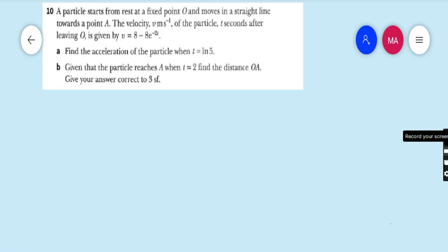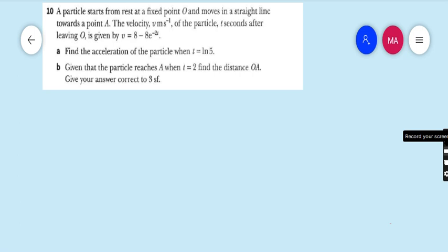So let's start question number 10. A particle starts from rest at a fixed point O and moves in a straight line towards a point A. The velocity v meters per second of the particle t seconds after leaving O is given by v is equals to 8 minus 8e^(-2t). Part A. Find the acceleration of the particle when t is equals to ln 5.